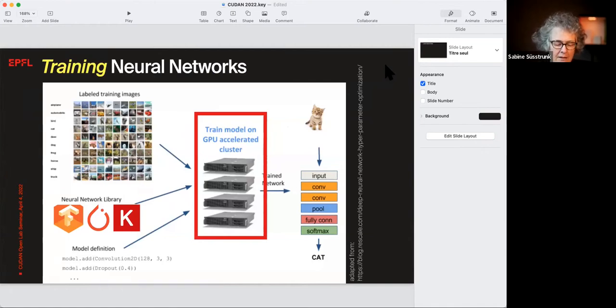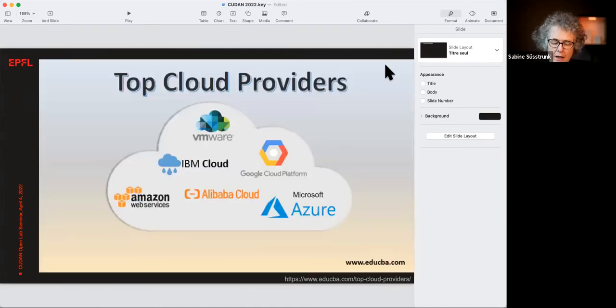So once we have the data and the framework, we'll train this on a usually GPU accelerated cluster, because what we usually do is we train different iterations over millions of images. It's a lot of computation. And we in academia do not have that computation anymore. So most companies don't have that computation. So we all go to the cloud.